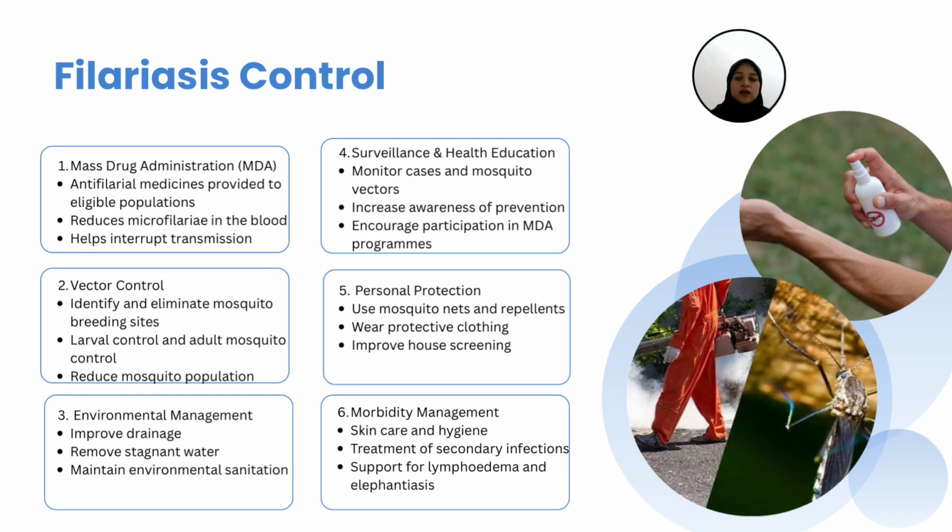microfilaria in the blood. Vector control focuses on identifying and eliminating mosquito breeding sites, while environmental management includes improving drainage, removing stagnant water, and maintaining proper sanitation. Personal protection such as using mosquito nets, repellents, and protective clothing also help reduce exposure to mosquito bites. Overall, these combined measures are important to interrupt transmission and reduce the long-term impact of filariasis.